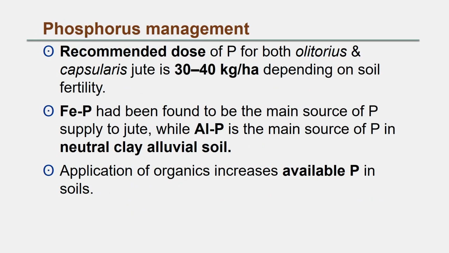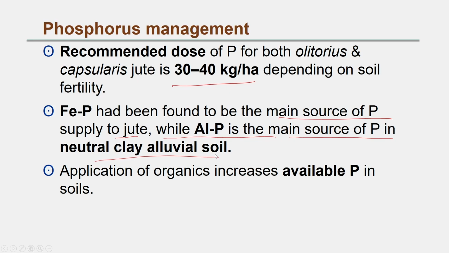Now, coming to phosphorus management, recommended dose of phosphorus for both Olitorius and Capsularis is 30 to 40 kg per hectare depending on soil fertility. So, this is somewhat recommendation for phosphorus application. And iron phosphate had been found to be the main source of phosphorus supply to jute, while aluminum phosphate is the main source of phosphorus in neutral clay alluvial soils.